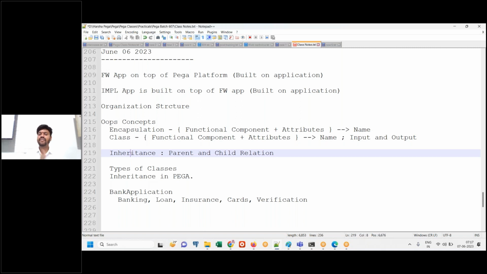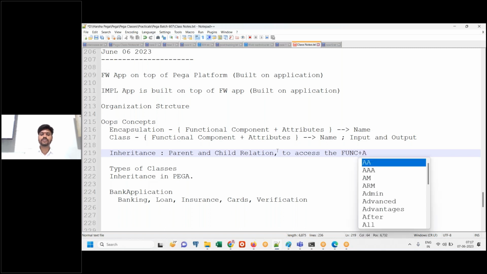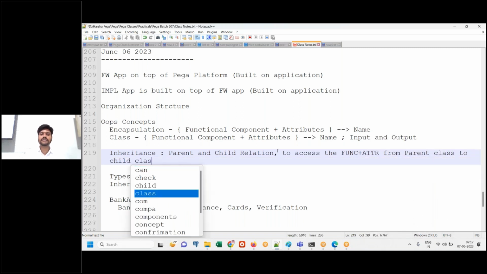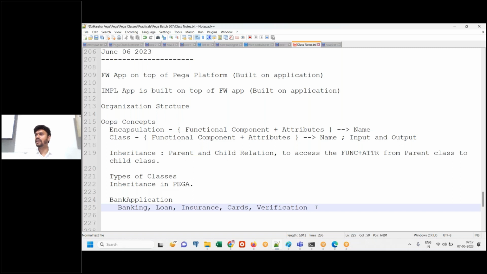Inheritance means it defines a relation between two classes. What is the need of it? In order to access the functional components plus attributes from the parent class to the child class. What is parent and what is child here? The class which supplies is the parent. The class which takes is the child. In general, the class which supplies is the parent.